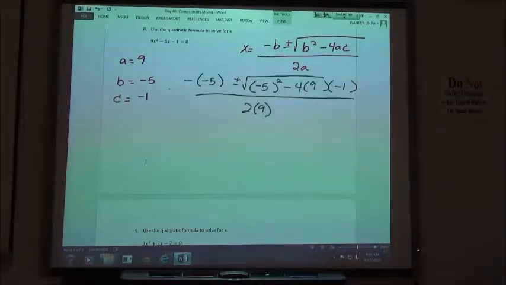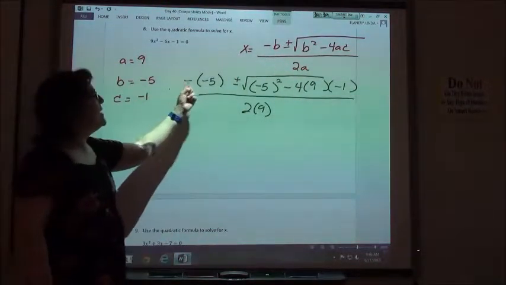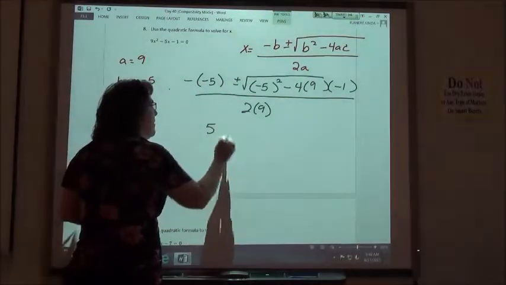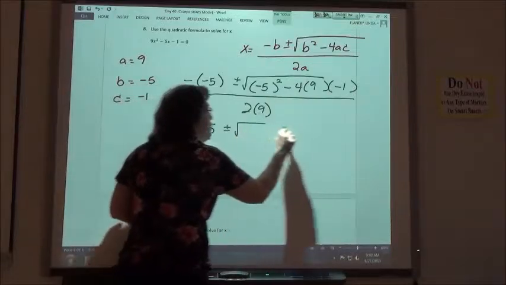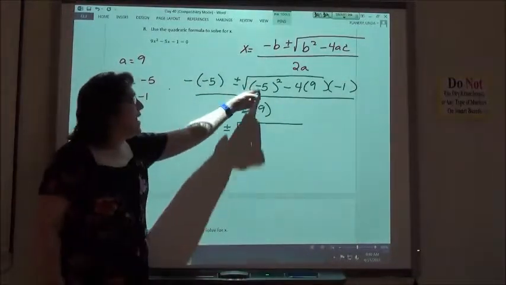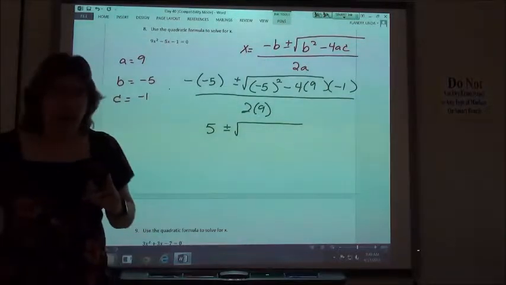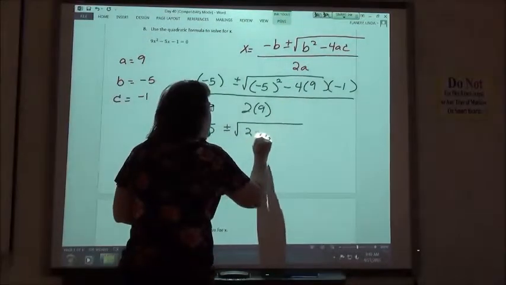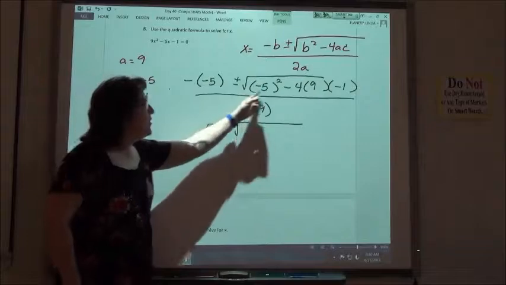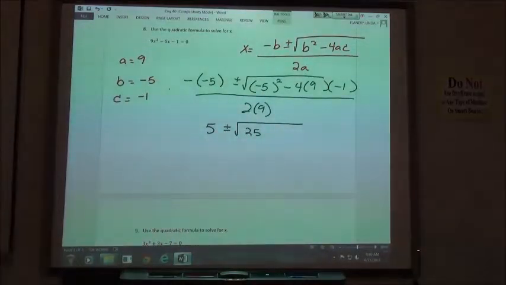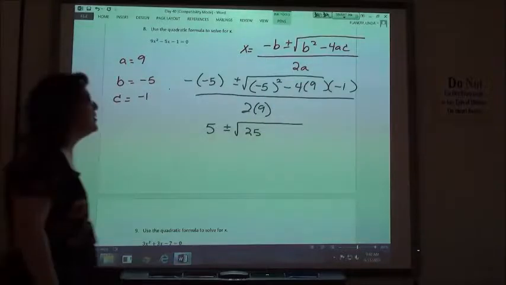Now I need to simplify. On this one, we have minus a -5. Minus a -5 would make that +5. Plus or minus the square root of a -5 squared. -5 times -5 should be +25. If you put this in your calculator without the parentheses, you're going to get the wrong sign, so be sure you use the parentheses if you have to use your calculator.